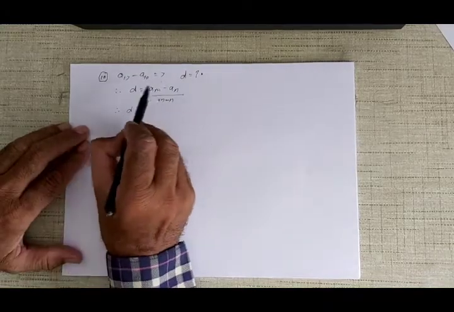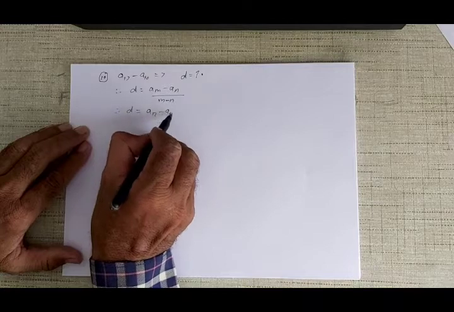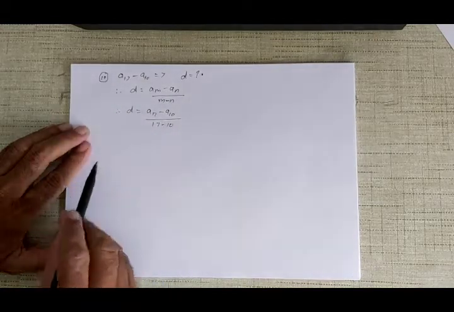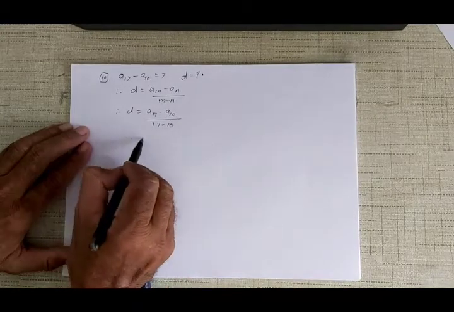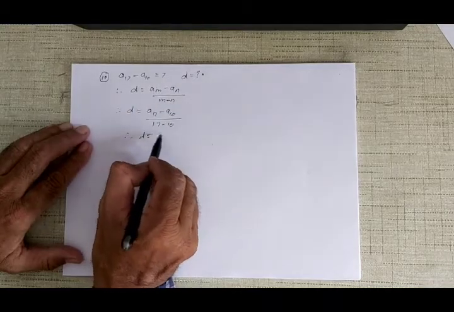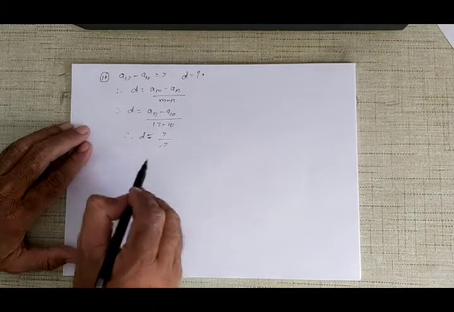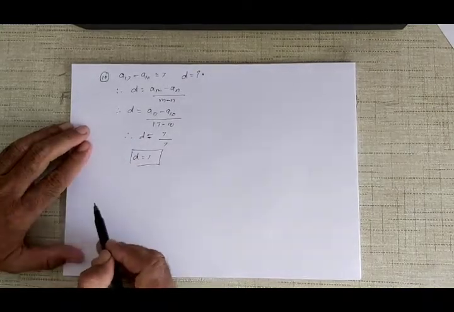A of m, that is A of 17 minus A of 10 upon 17 minus 10. Now A of 17 minus A of 10 is given as 7. Okay, 17 minus 10 is 7. Therefore D is equal to 1. Common difference is equal to 1.